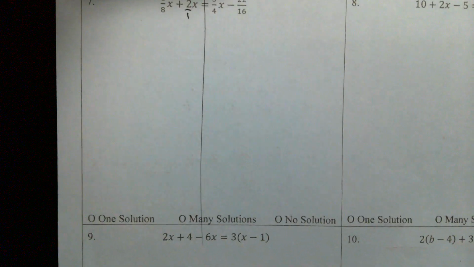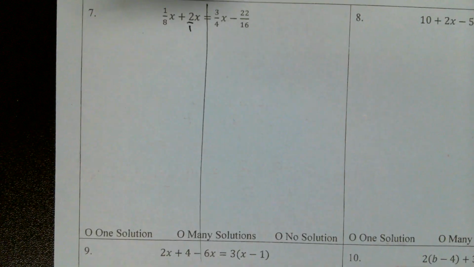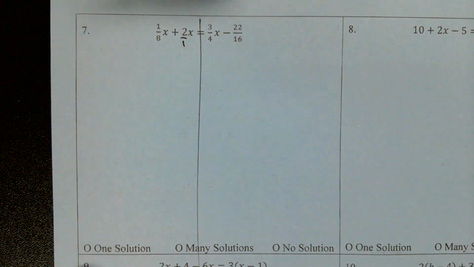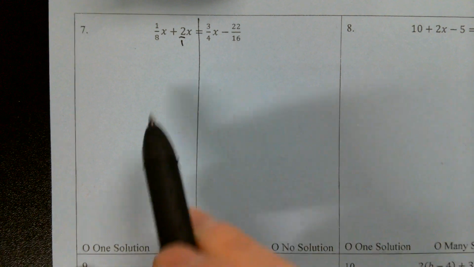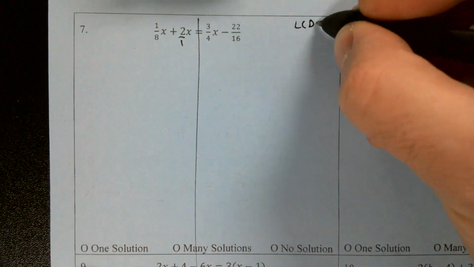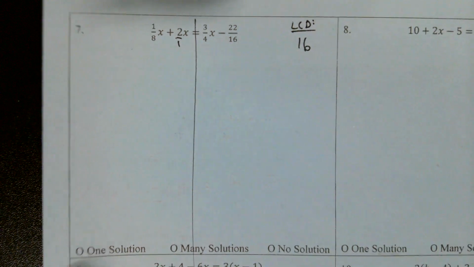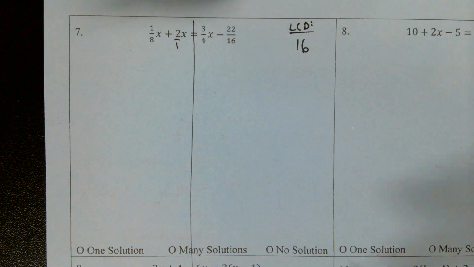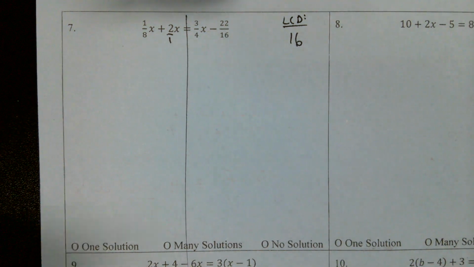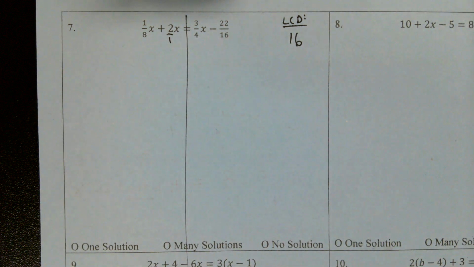The reason why that is step 1 is because if we don't do that and we find the LCD, we're not going to include this term in our multiplying. I've got a 1, 4, 8, 16. What's my LCD? 16. Thank you. 8 is a factor of 16. 4 is a factor of 16. 16 is my LCD.